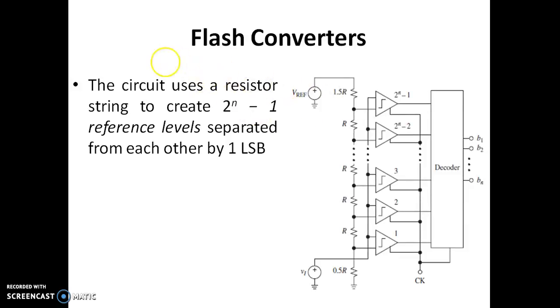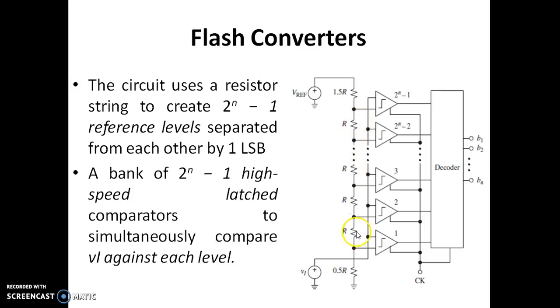So this is how it looks. Here we can see we have reference voltages: this is the first one, second, third, fourth, and likewise. Each reference voltage is separated by 1 LSB. There is a bank of 2 power n minus 1 high speed latch comparators to simultaneously compare Vi against each level. Now you can see we have comparators 1, 2, 3, 4, 5, 6, up to 2 power n minus 1 comparators. These comparators are nothing but op amps.